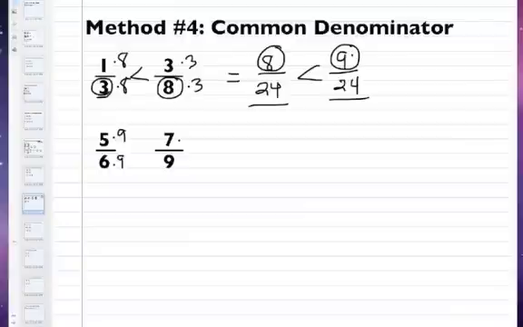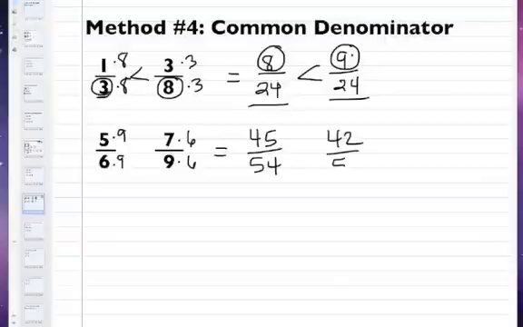Again, you would just multiply both fractions by the other fraction's denominators. So I have 45/54 and 42/54. 45 is more than 42, so 5/6 is more than 7/9.